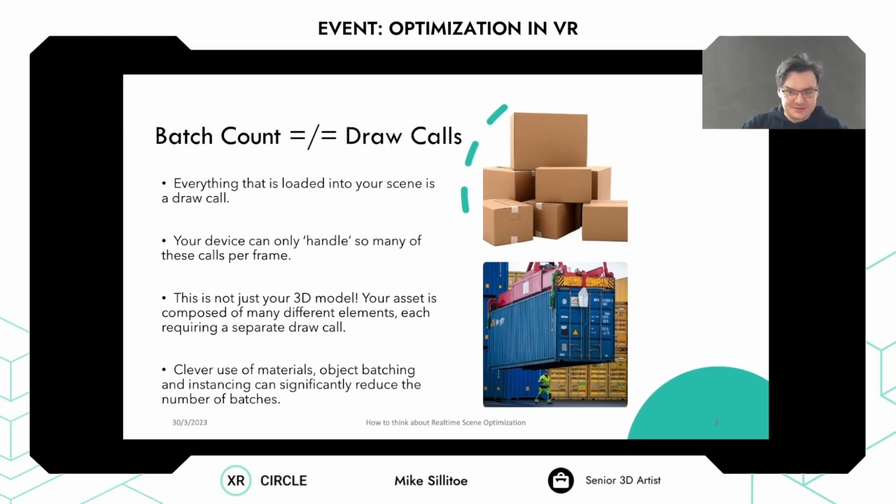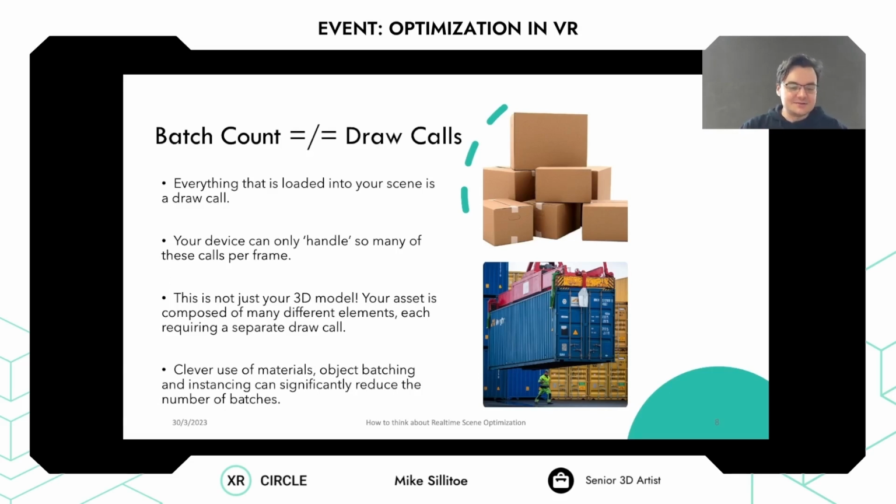That is geometry, materials, textures, and that's really important to know because your device can only handle so many of these calls per frame. And remember, it's not just your 3D model. Your asset is composed of many different elements, each requiring a separate draw call. This varies depending on exactly what it is. For example, a material can have lots of separate textures, which can be a draw call each. So your model is one draw call, and then you've got your material, which could be another, and then textures, it really adds up quickly.